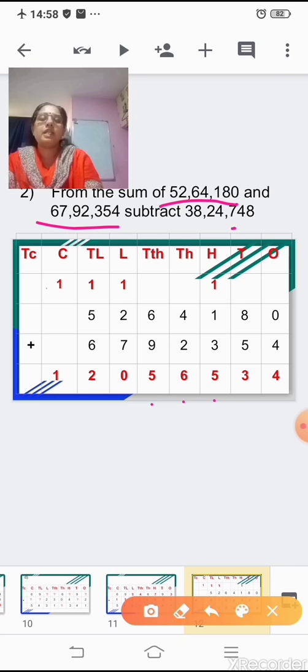Now 1 plus 5 is 6. 6 plus 6 is 12. 2 we will write here and 1 you will carry out in the crore place. So your answer is 1 crore 20 lakh 56,534. If you want, you can place the comma and then read the number. It is 1 crore 20 lakh 56,534. Now this is the answer after adding the two numbers.